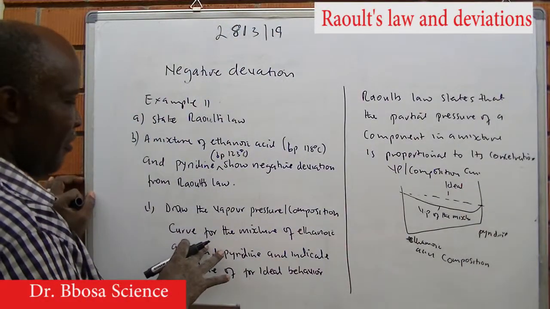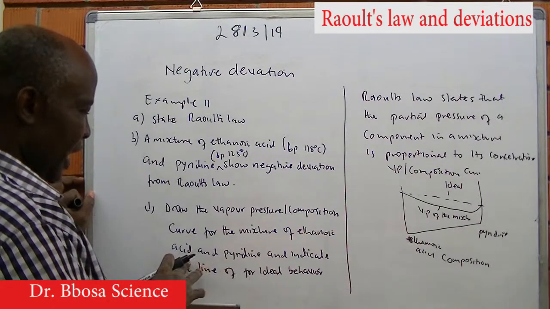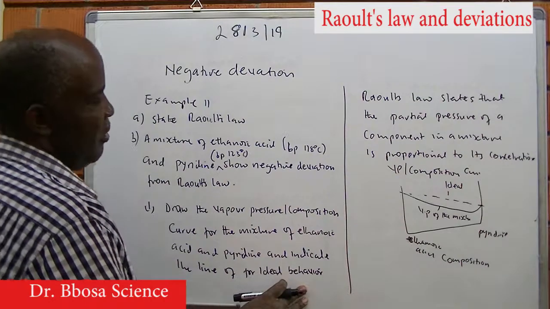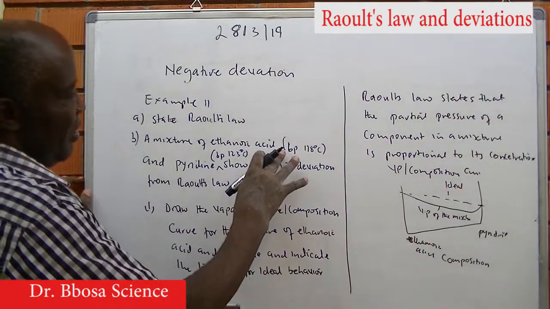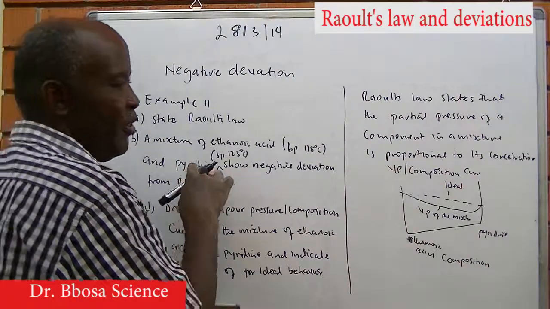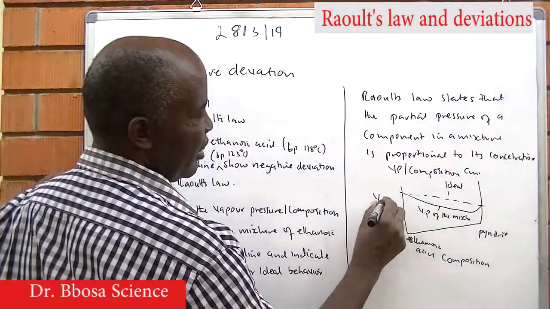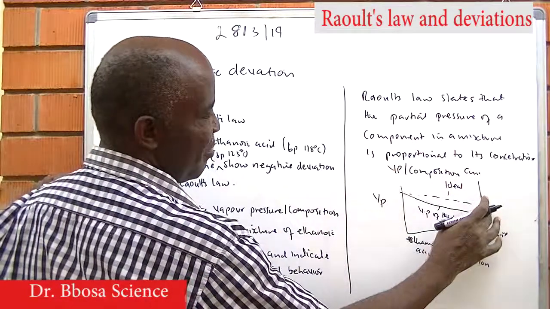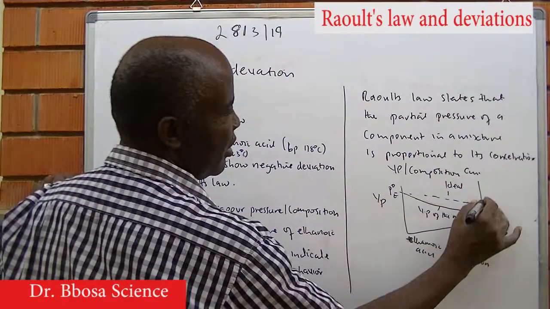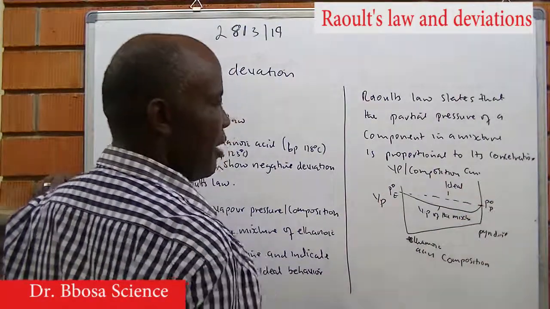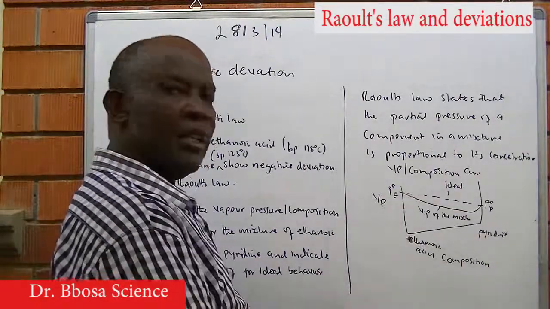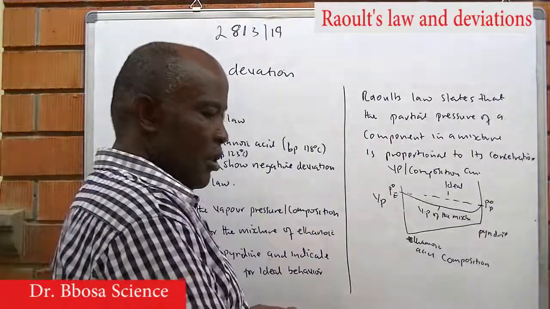Vapor pressure composition curve for mixture of ethanoic acid and pyridine. Indicate line of ideal behavior. The boiling point of ethanoic acid is lower than the boiling point of pyridine. Therefore, the vapor pressure of ethanoic acid is higher than the vapor pressure of pyridine. This is P naught ethanoic acid. This one is P naught pyridine. The pressure of the mixture is lower than the vapor pressure of an ideal solution.